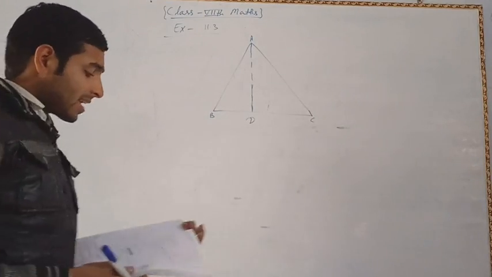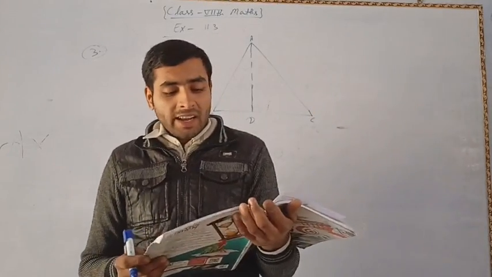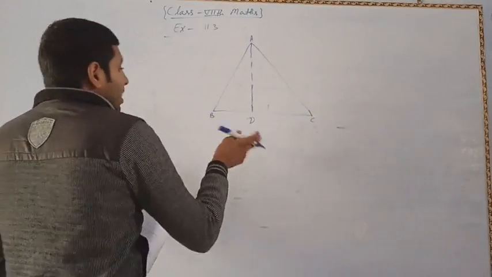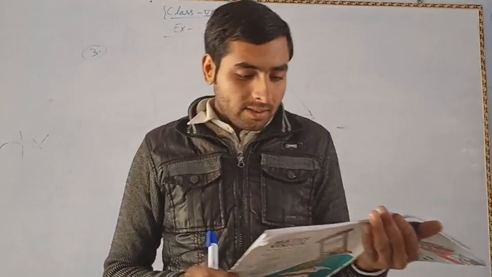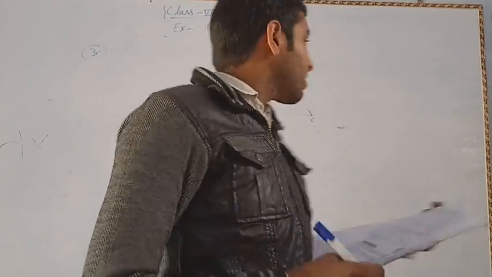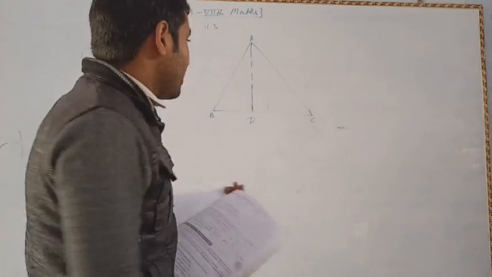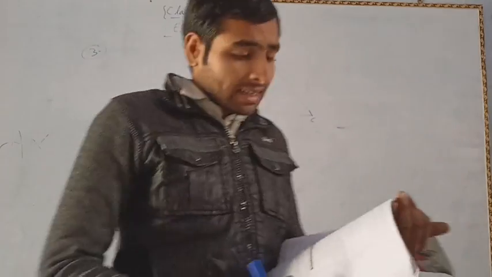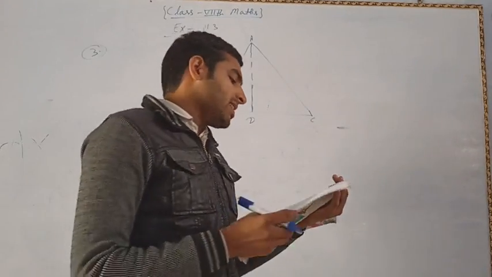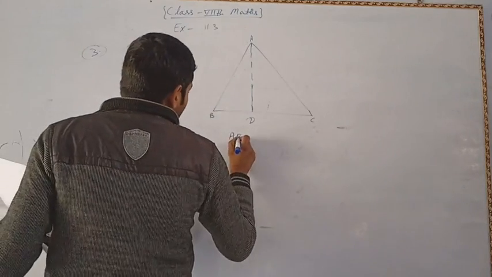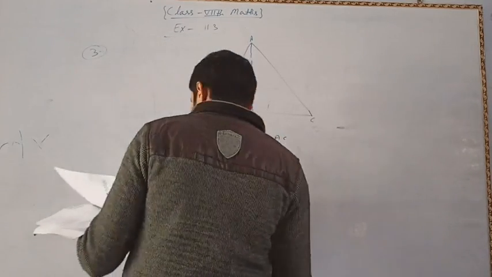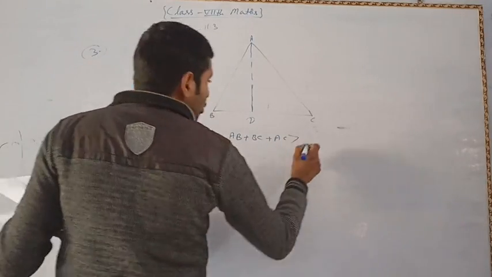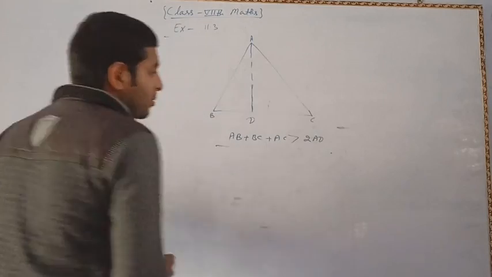In the adjacent figure, AD is perpendicular on the side BC. So here you can see that AD is perpendicular on the BC side of triangle ABC. Prove that AB plus BC plus AC is greater than 2AD. We have to prove this.